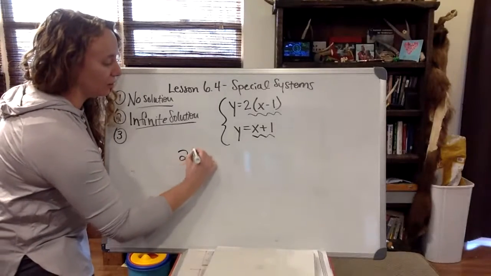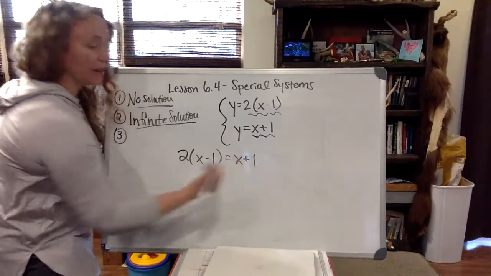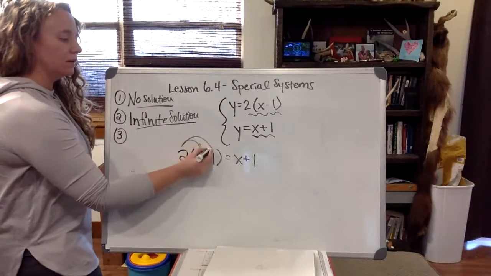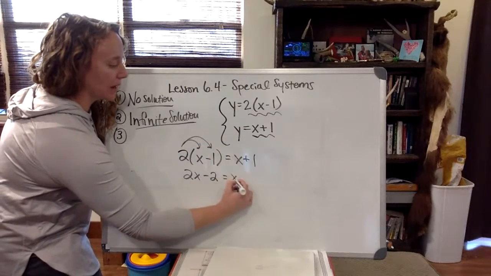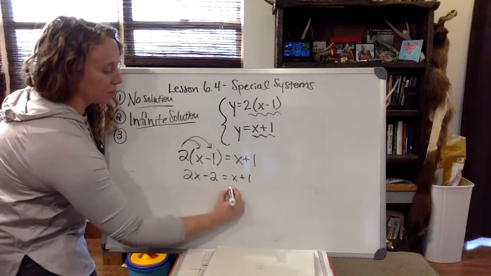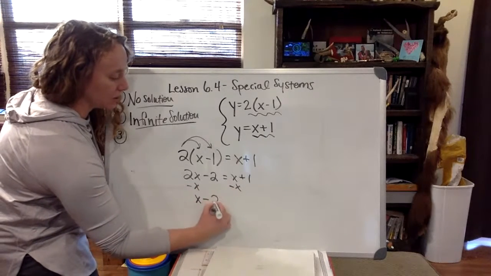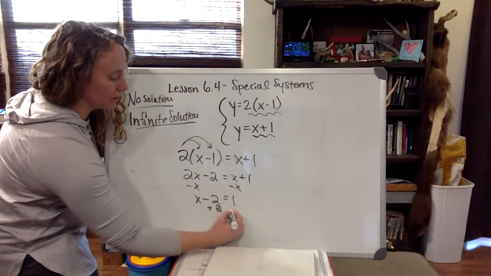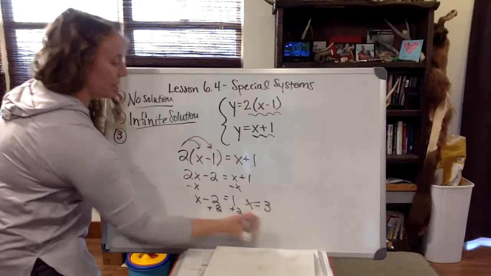So I can say 2 times x minus 1 is equal to x plus 1, and I can solve for x. Distribute, I get 2x minus 2 is equal to x plus 1. I'm going to subtract x from both sides. I get x minus 2 is equal to 1. I'm going to add 2 to both sides. I get x is equal to 3.